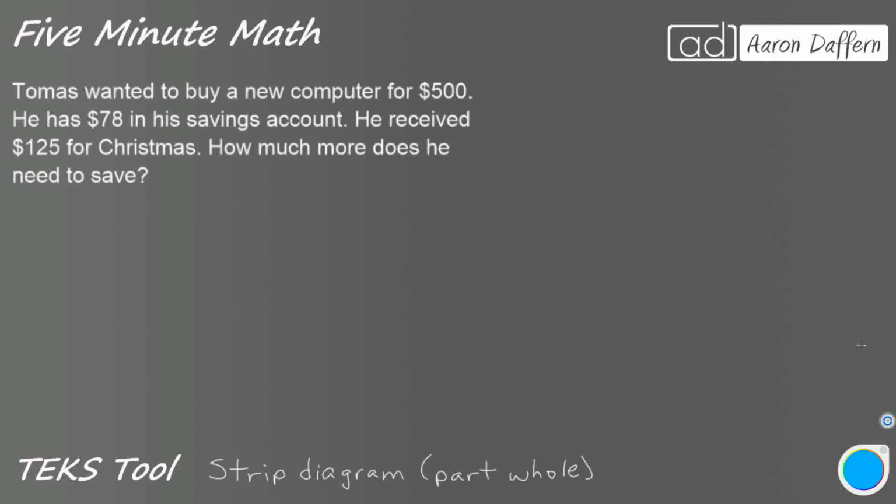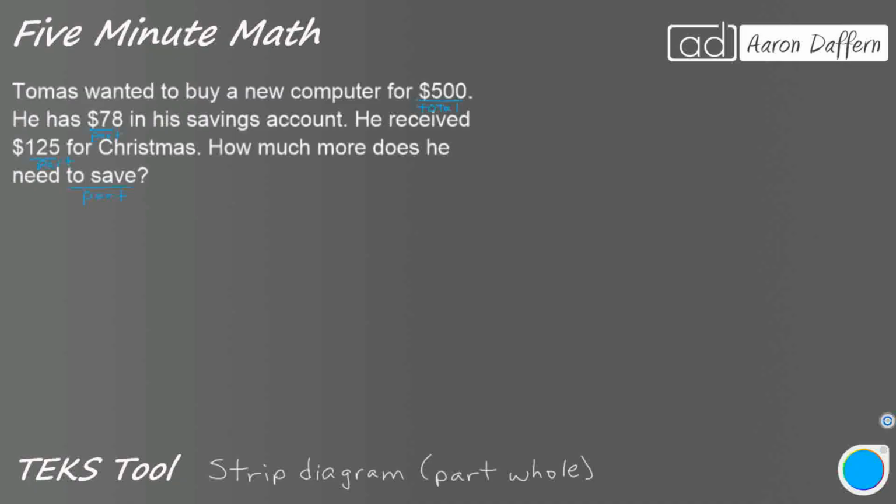Tomas wants to buy a new computer for $500. He already has $78. He gets another $125. How much more does he need to save? Well, we know that we are looking at a part-whole relationship here because it gives us the whole or the total right here. This is what he's trying to save up for. And then we've got some parts. Part of the money is $78. Part of the money is $125. And part of the money he still needs to save.